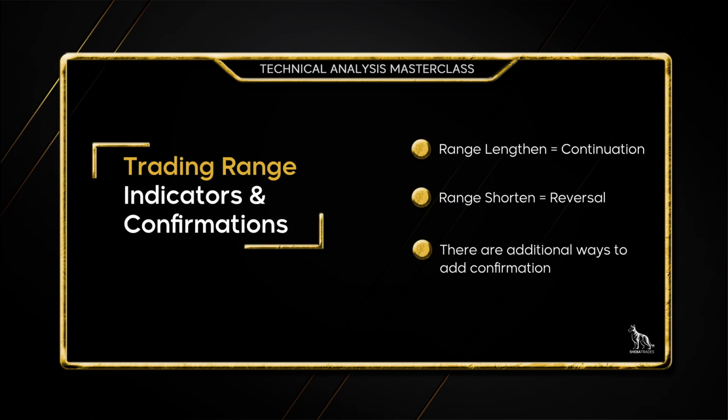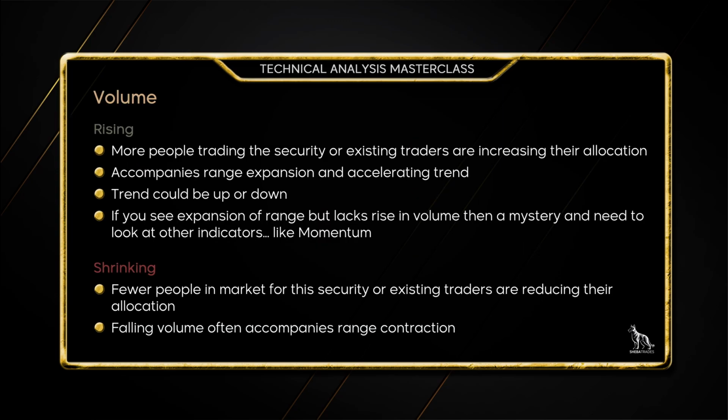In addition to looking at trading ranges and how they could be indicating continuation of a trend or the reversal of the trend, there are additional ways that we can add confirmation to that. So let's take a look at some of these important ways that we can do that. A very important thing to look at is volume. And volume can be either rising or falling. It's basically looking at how many transactions, how many trades are happening. Is that going up or is that going down?